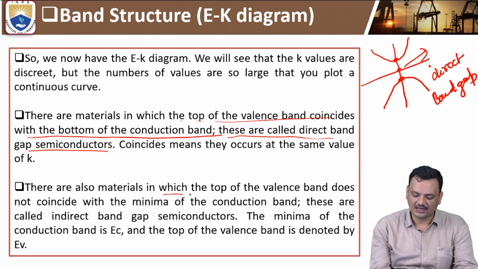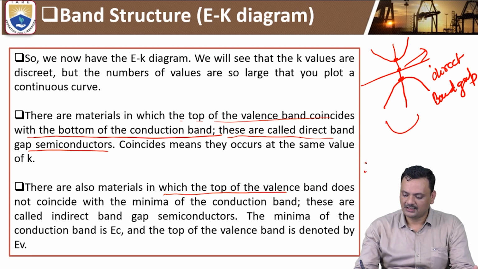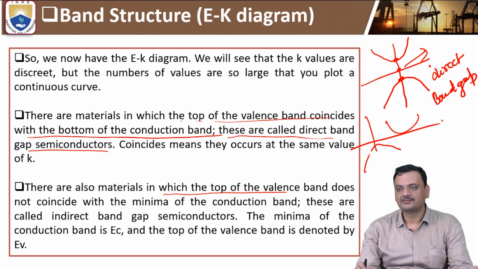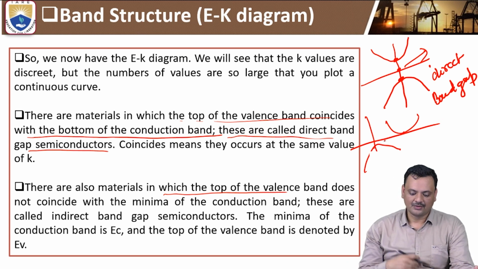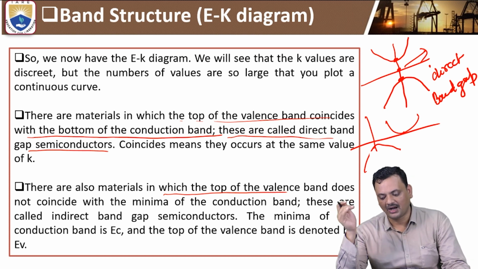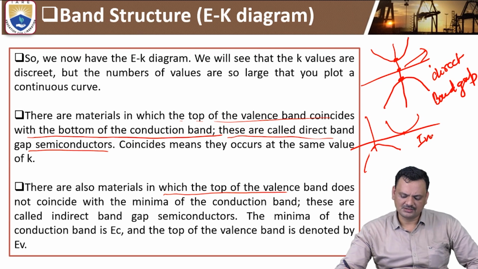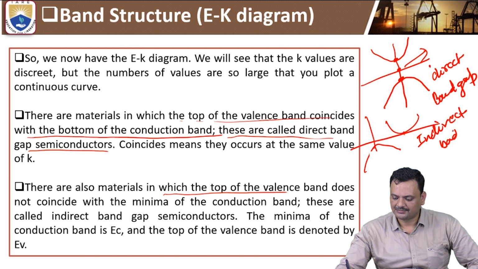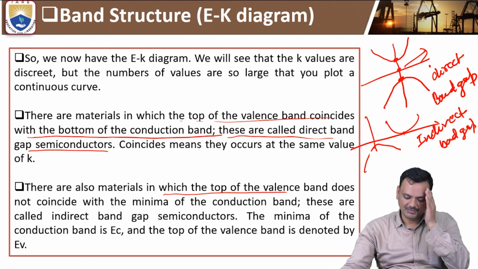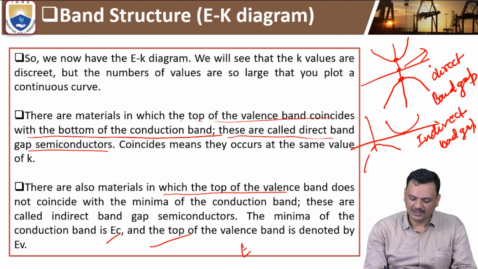Now there are also material in which the top of valence band does not coincide with the minima of conduction band. So these type of band structure are called as indirect band gap semiconductor. The minima of conduction band is denoted by EC and top of valence band is denoted by EV.